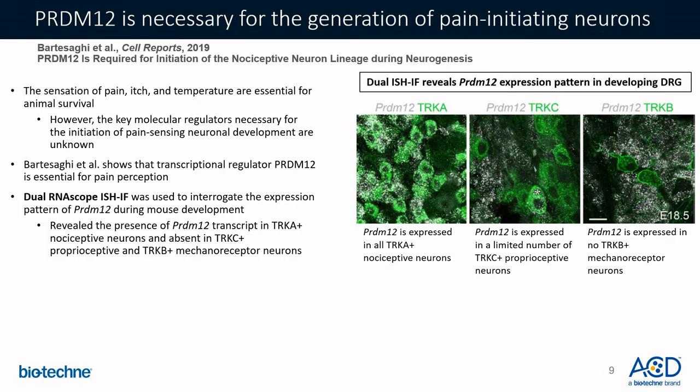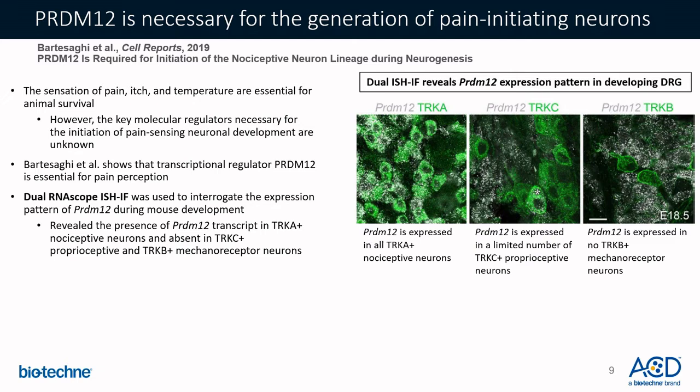Now, this is another paper that came from Karolinska Institute. They recently identified the transcriptional regulator PRDM12 that can possibly cause congenital insensitivity to pain in humans. And they found that the inactivation of this PRDM12 resulted in a complete absence of nociceptive neuron lineage, while proprioceptive and mechanosensitive neurons remained unaffected.